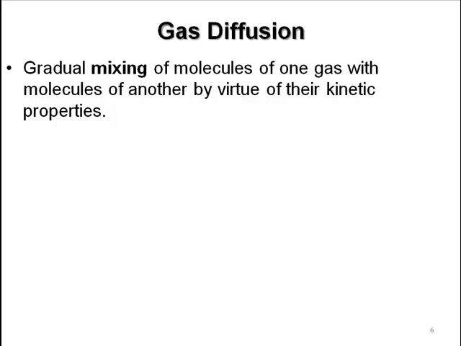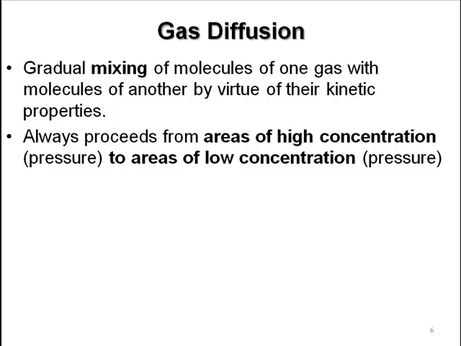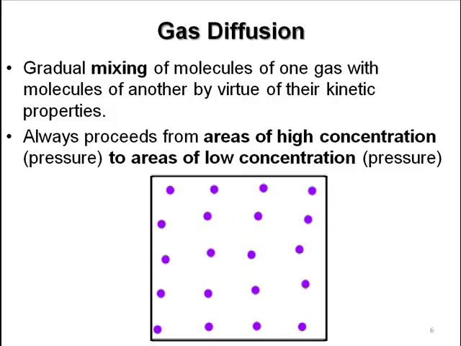Okay? Now, this is a gradual mixing of molecules. It happens because of the kinetic properties of the molecules themselves and how they move. It always proceeds from areas of high concentration to areas of low concentration. High pressure to low pressure. High concentration to low concentration. Temperature also does the same thing. High temperature to low temperature. Almost everything goes on this gradient. This is called a concentration gradient. You always want to equal out that concentration gradient if possible.